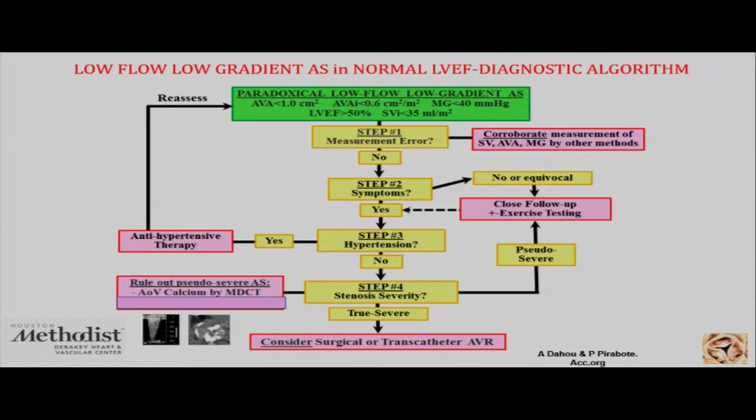Next is symptoms. Next is make sure that the systemic blood pressure is controlled, right? We just talked about that. And then the last thing, obviously, if you're not sure, you have CT to help us out, right? And I think the aortic valve calcium by CT is crucial here.